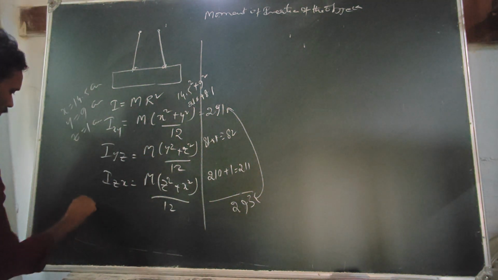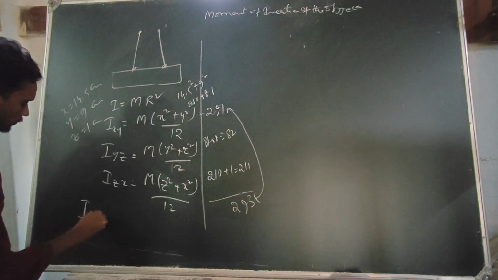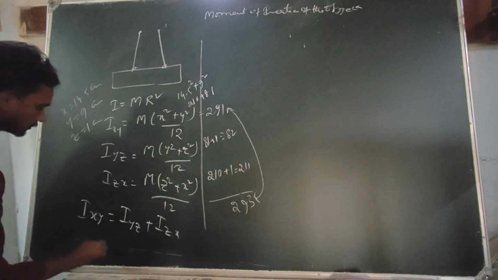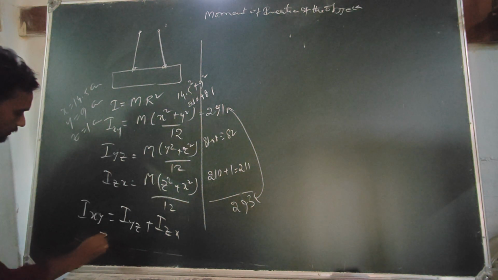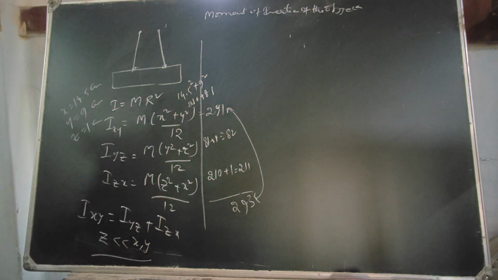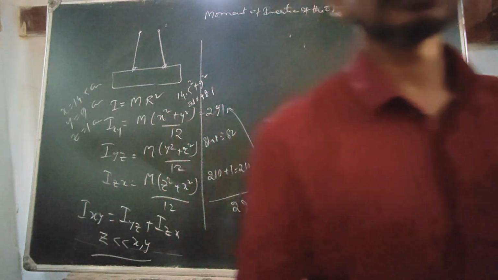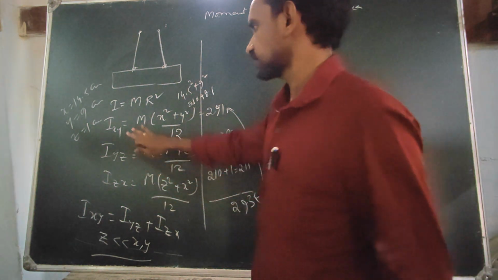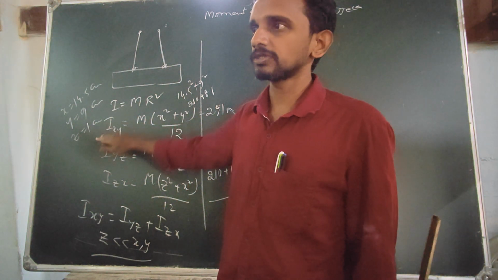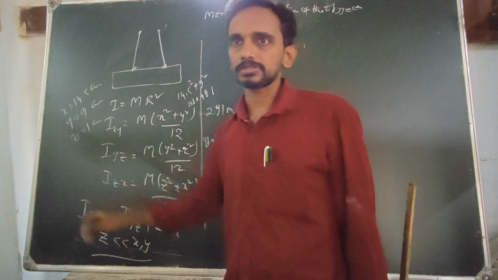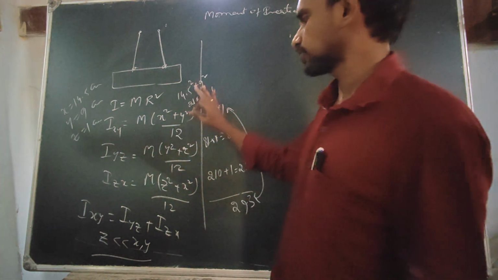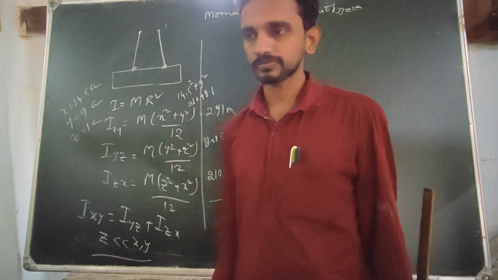Okay, so I can write this equation as Ixy is equal to Iyz plus Izx, and z is very, very small compared to x, y. In that situation, the moment of inertia along xy, which is the largest plane area, will be equal to the moment of inertia along the other two planes, yz and zx. So we are going to verify this equation.